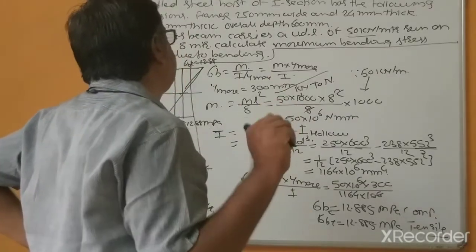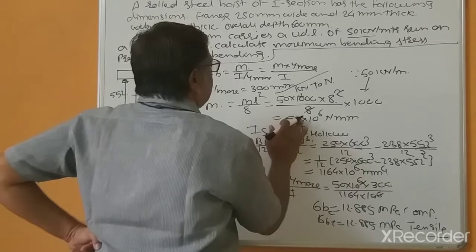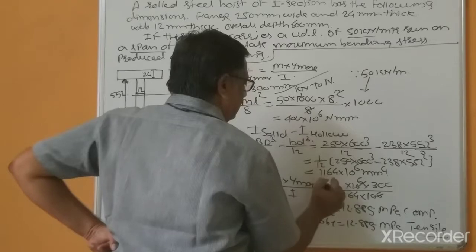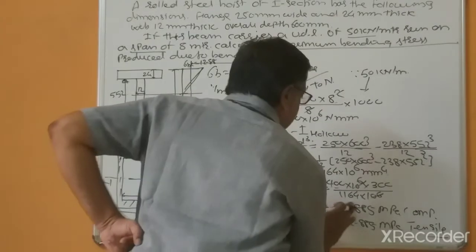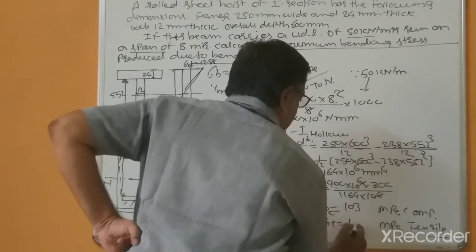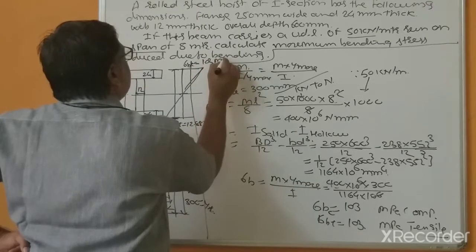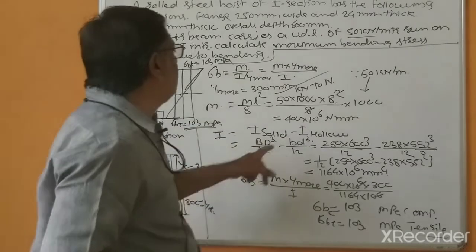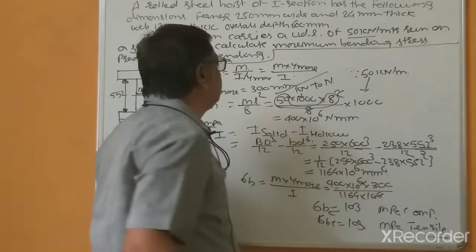So we made a small mistake. We directly considered 50, but this is multiplied by 8. So this is 400. This is 400. That's why our answers change. This is 103. See, such types of mistakes may happen. A silly mistake. 103, because I forgot the multiplication of this 50 into this 8.